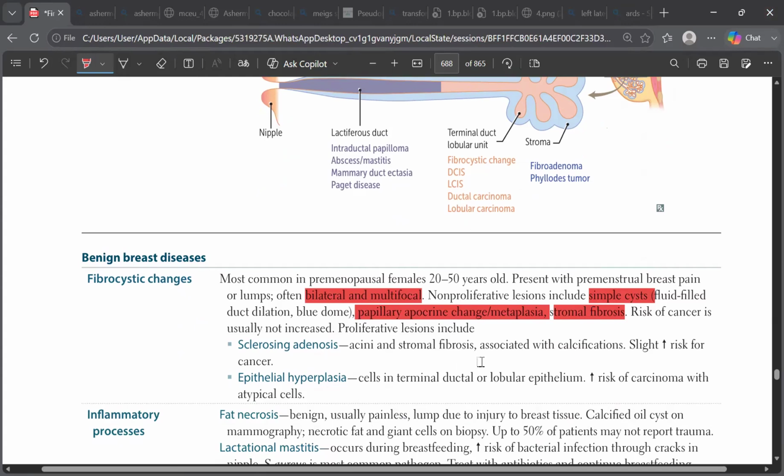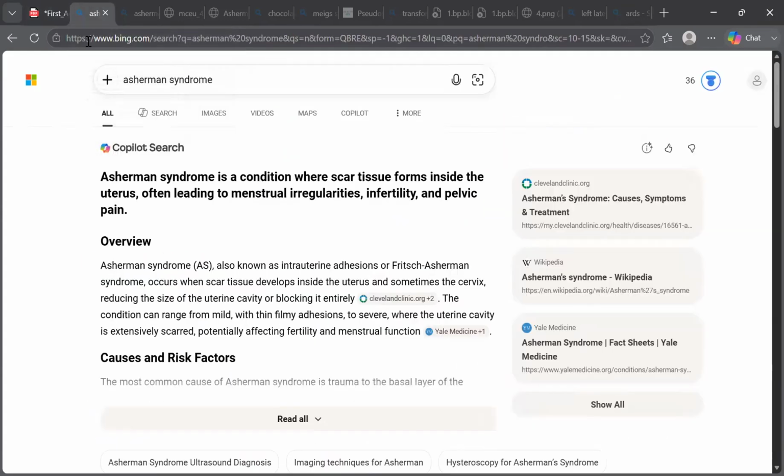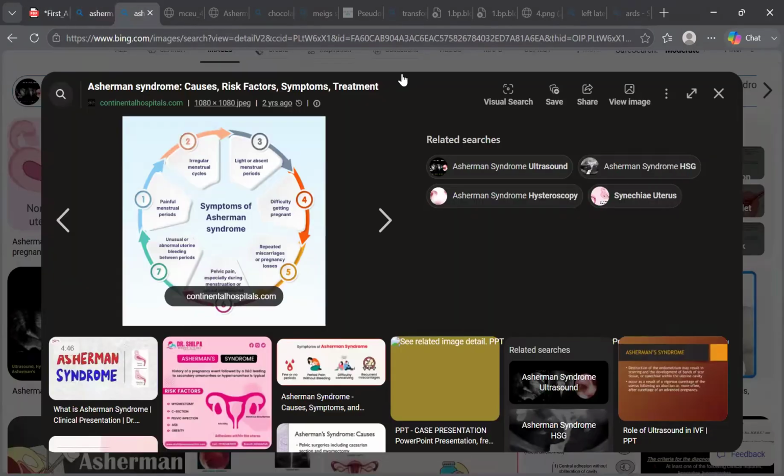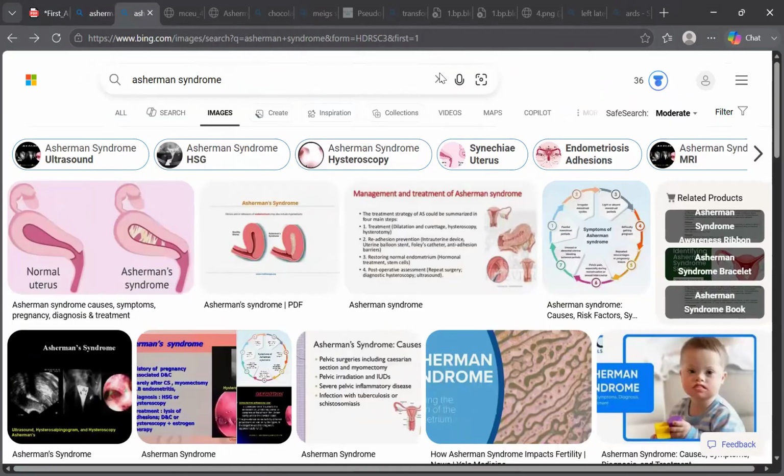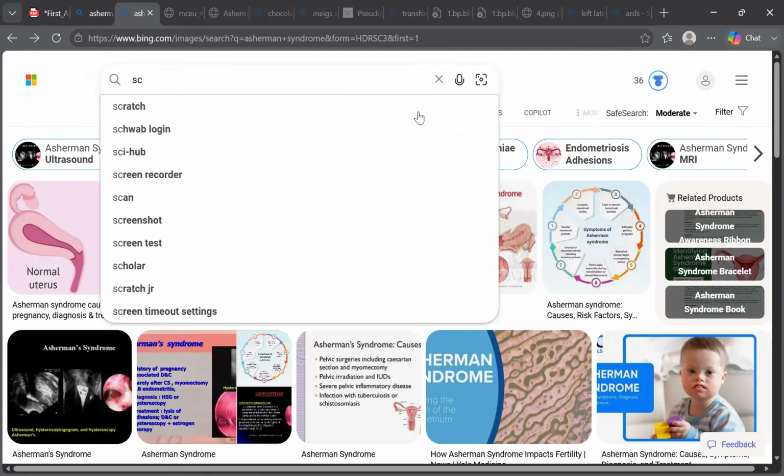So in sclerosing adenosis, the acini and the stroma undergo fibrosis, and it is associated with calcifications. There is a slightly increased risk for cancer. In epithelial hyperplasia, cells in the terminal duct or lobular epithelium are affected, and this increases the risk of carcinoma with atypical cells. I think it would be easier if there is a pictorial description of it.